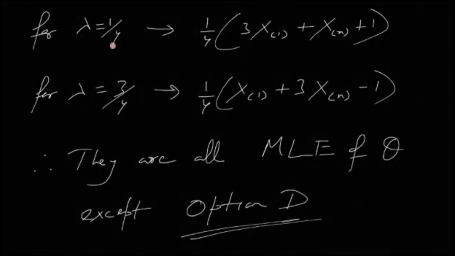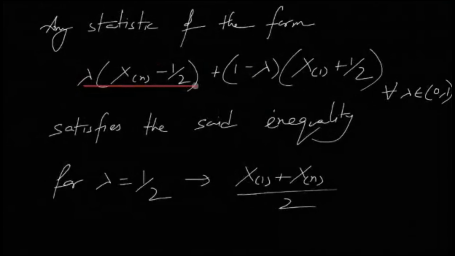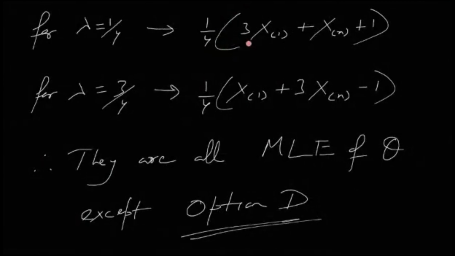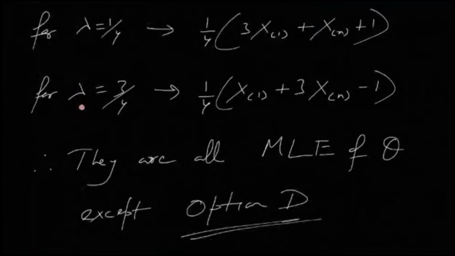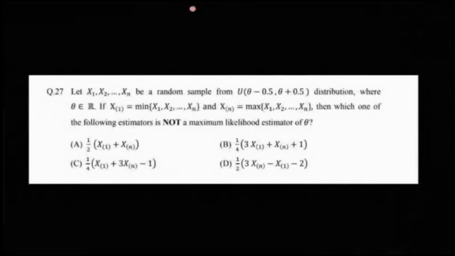For lambda equals 1 by 4, we get 1 by 4 into (3 X order 1 plus X order n) plus 1, this thing. So this one is also an MLE. Now, for lambda equals 3 by 4, we can use any value as long as lambda lies between 0 and 1. We get 1 by 4 into (X order 1 plus 3 X order n) minus 1. So option C is also an MLE.